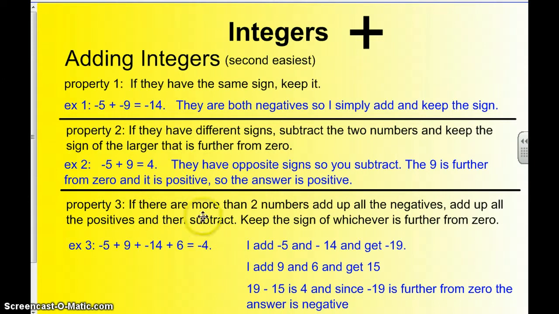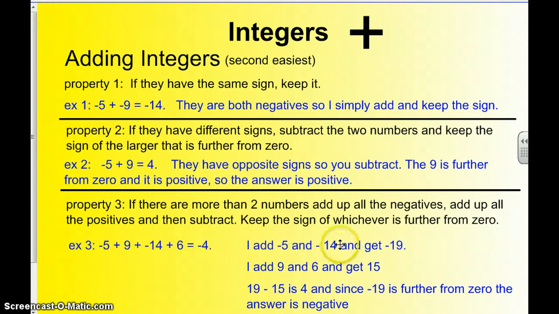Third property, if there's more than two numbers and it's adding, you are going to add up all the negatives and then you're going to add up all the positives and then subtract. You keep the sign of whichever is further from 0. So here I have negative 5, positive 9, plus negative 14, plus 6. So my 6 is positive. My 9 is positive, my 5 is a negative 5, and my 14 is a negative 14.